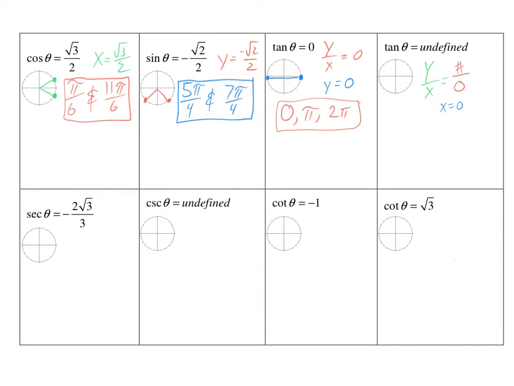So if you go around the unit circle, you'll notice right there and right there, your x value is 0. So the top one is pi over 2, and the bottom one is 3 pi over 2. Those are radians that have an undefined answer for tangent.